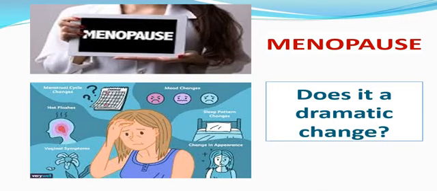Meno means menstruation and pause means stop. Menopause is a dramatic change occurring in the female's life. It is a very sad event that occurs at the end of the female's reproductive life, like this picture.